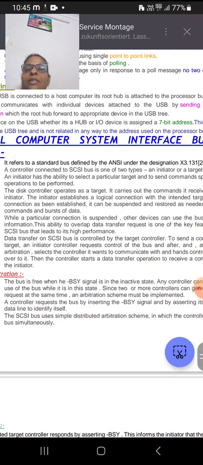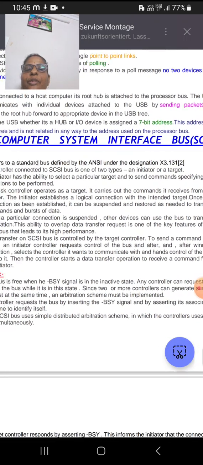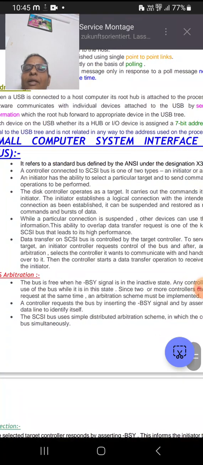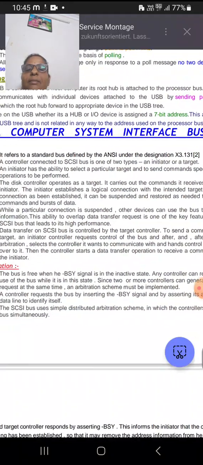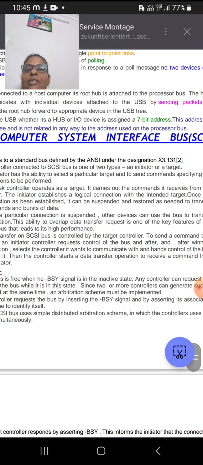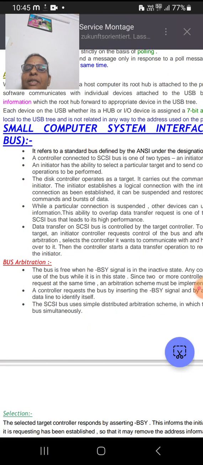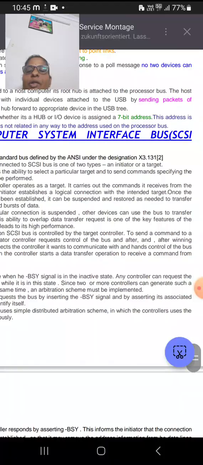So once the connection has been established, the data can be transferred over the bus. While a particular connection is suspended, other devices can use the bus to transfer information. The ability to overlap data transfer requests is one of the key features of SCSI, and it leads to high performance. So the data transfer is controlled by the target controller.